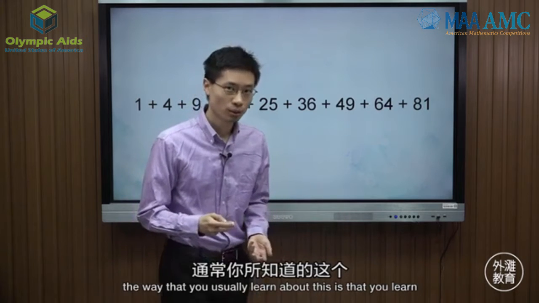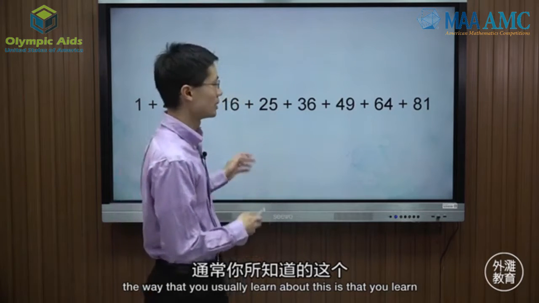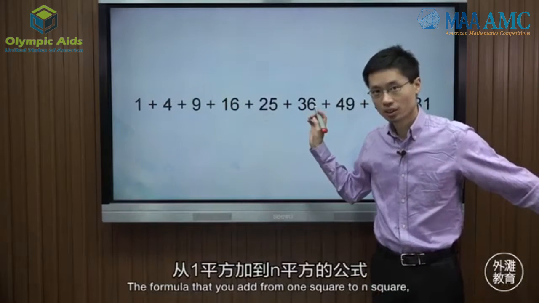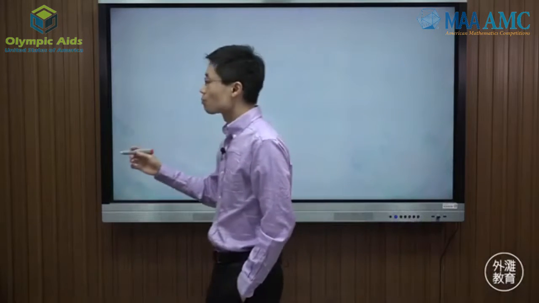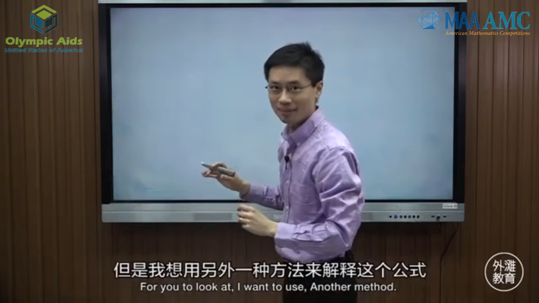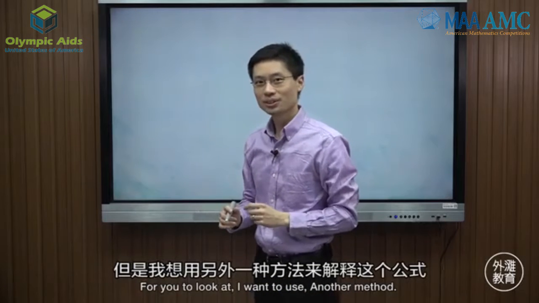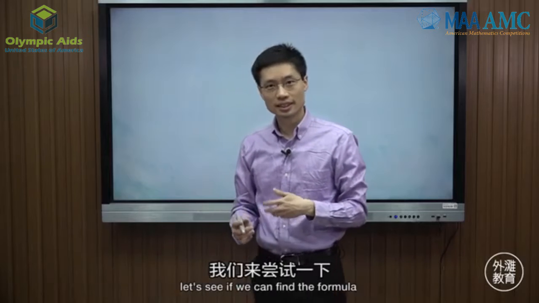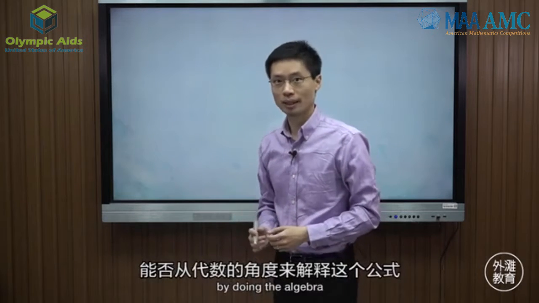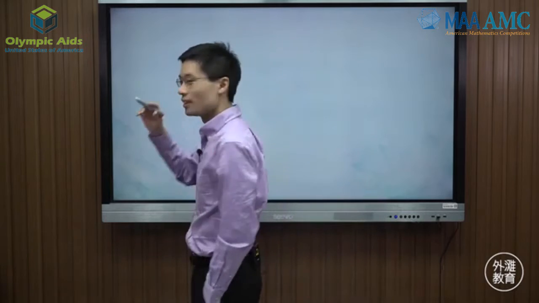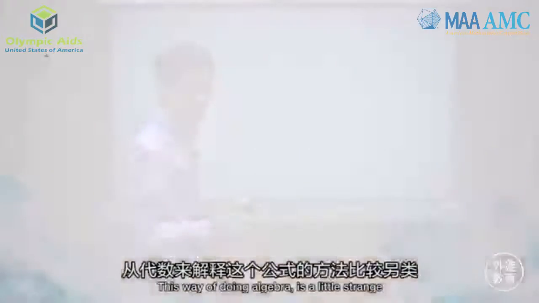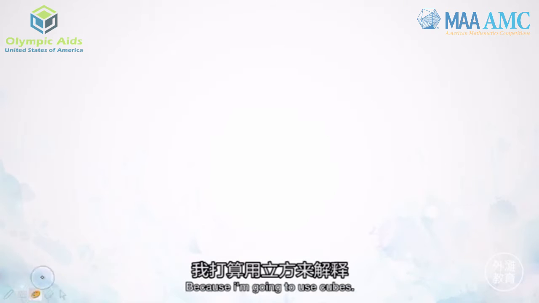Now, the way that you usually learn about this is you learn that the formula, when you add from 1 squared to n squared, is something, and the formula is written on the screen for you to look at. I want to use a different method. Let's see if we can find the formula by doing some algebra. This way of doing algebra will look a little bit strange because I'm going to use cubes.